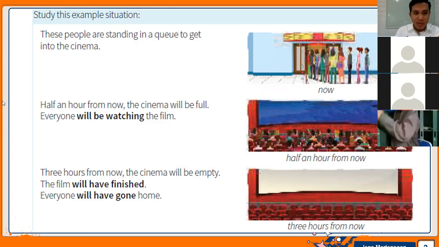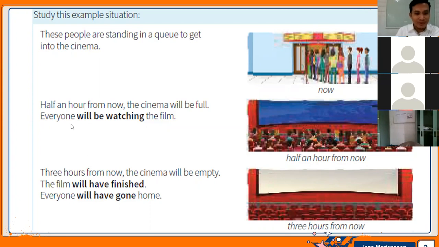So this one, the first sentence, is an example of future continuous tense. This one is future continuous tense. And this one is future perfect tense. I hope you understand the difference between future continuous tense and future perfect tense.